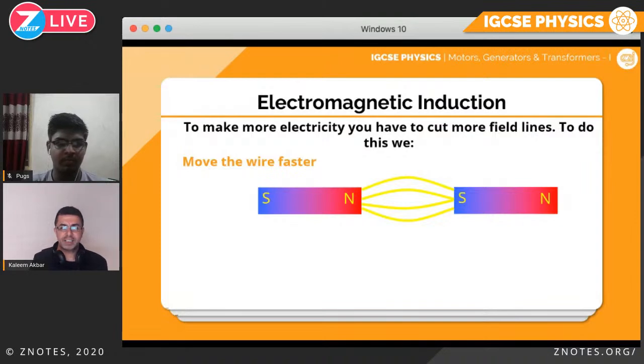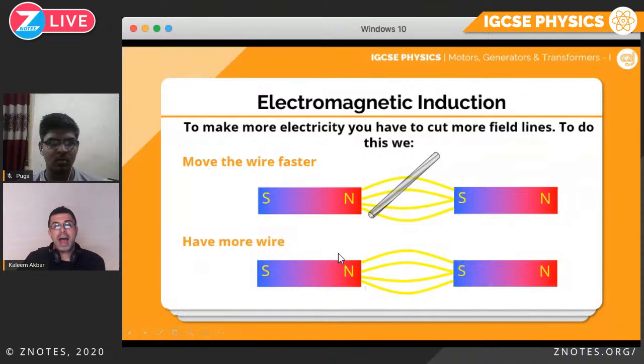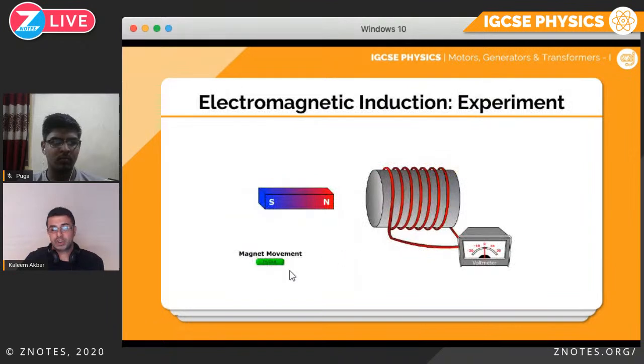But how do you make it as big as possible? Well, again, other geniuses figured out, move it faster. Take the wire and move it faster and faster through the magnetic field. Notice it's cutting the magnetic field at 90 degrees. Or have more wire inside the magnetic field itself. So have more wire cutting the coil. And last but not least, having a stronger magnet.